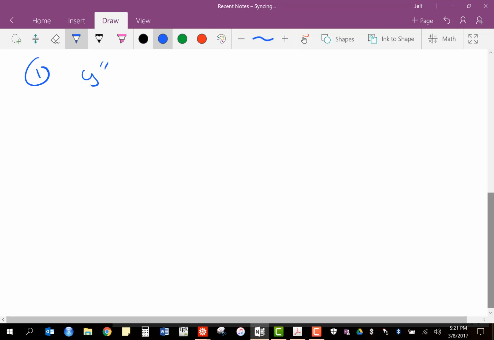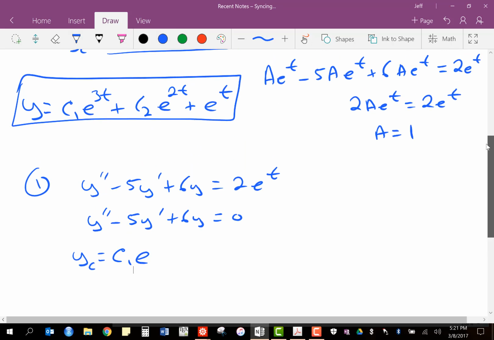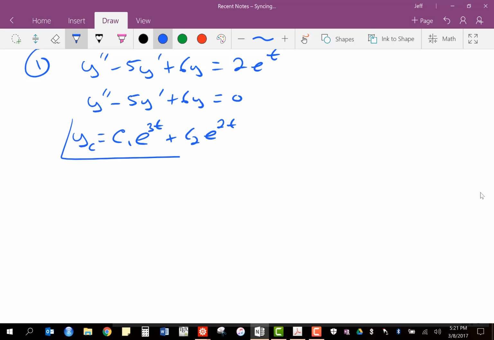So y double prime minus 5y prime plus 6y is equal to 2 e to the t. My first step is exactly the same. I want to find the solution to the complementary equation, so y double prime minus 5y prime plus 6y is equal to 0. We did the work above, so the complementary solution is c1 e to the 3t plus c2 e to the 2t. I want to make sure that I order it in the same way, the 3 before the 2. So there is my complementary solution.